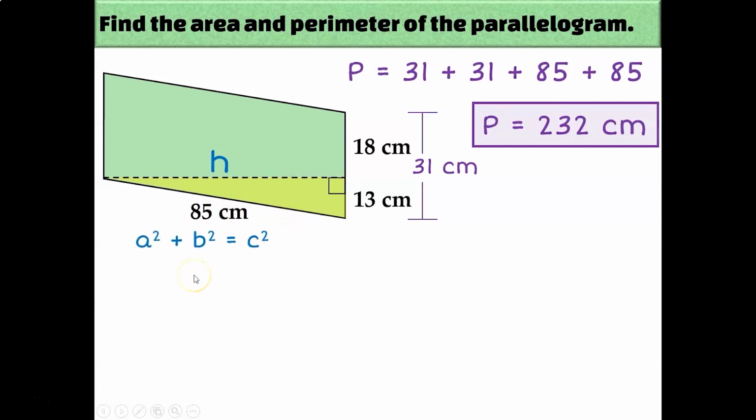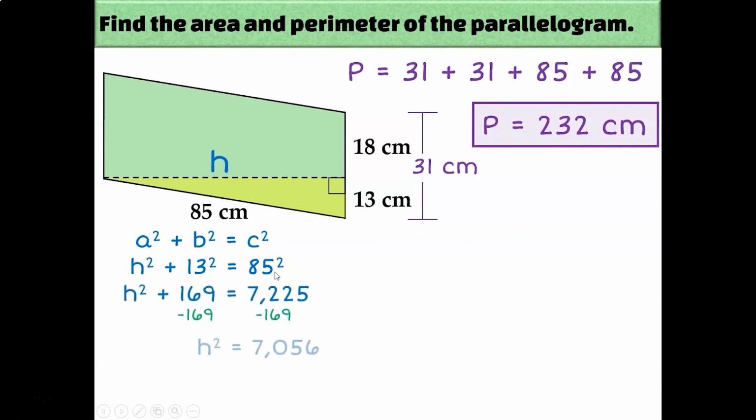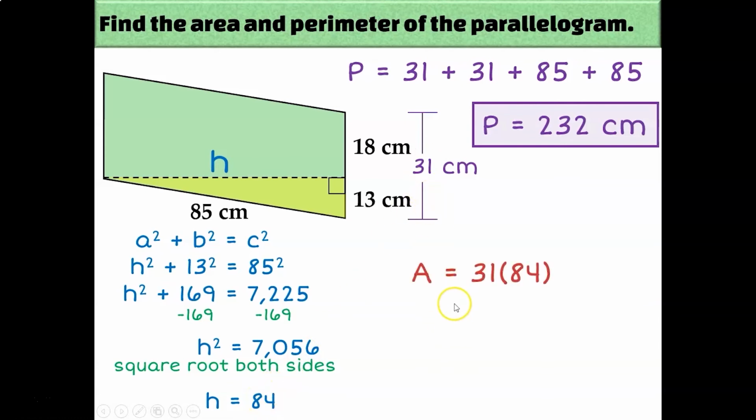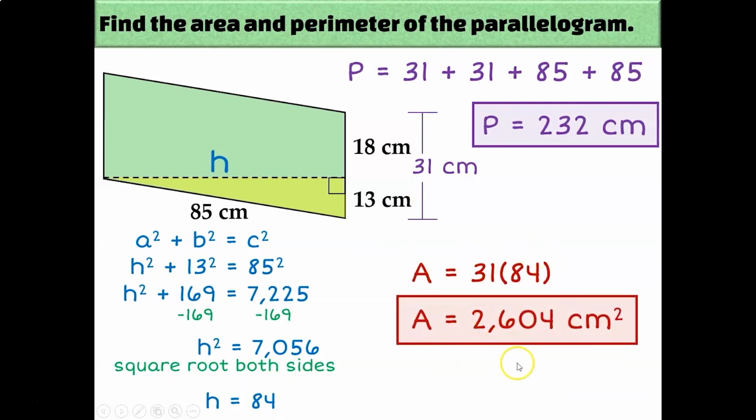So set up your a squared plus b squared equals c squared. That would be h squared plus 13 squared equals 85 squared. Crunch those numbers, and it turns out that our height is 84. So now that I know my height and I know my base, I can multiply base times height and get to my total area of 2,604 square centimeters.